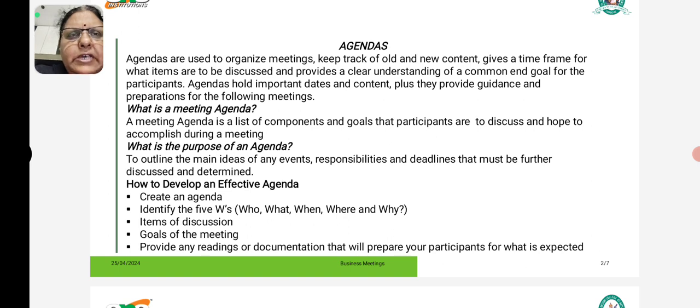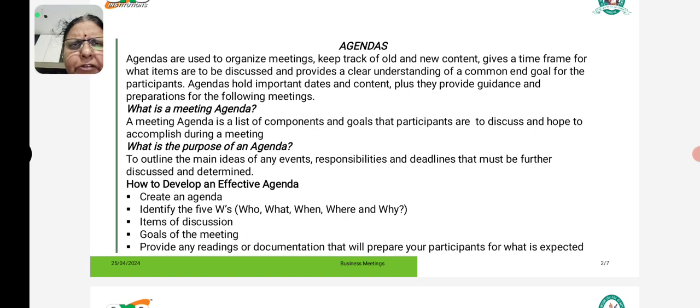So what is a meeting agenda? A meeting agenda is a list of components and goals that participants are to discuss and hope to accomplish during a meeting. So what is the purpose of an agenda? To outline the main ideas of an event, responsibilities and deadlines that must be further discussed and determined.